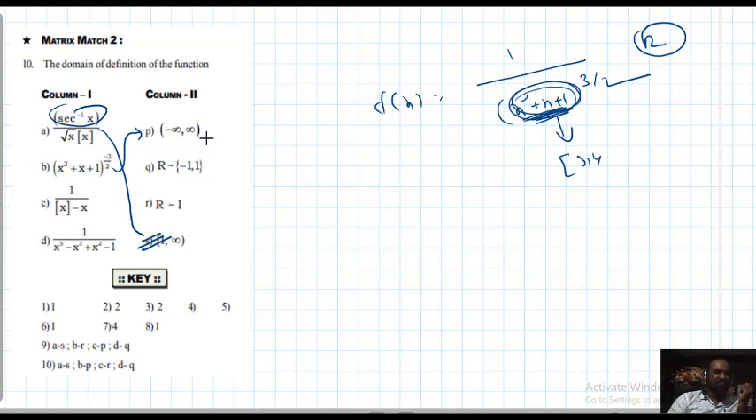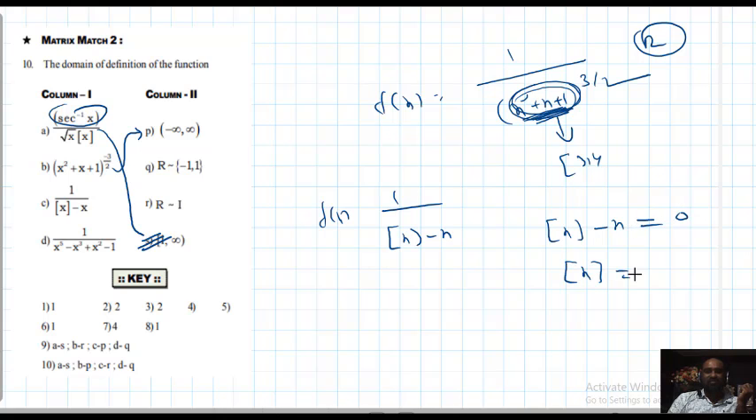Okay, next is C. Student, 1 by (step x minus x). This is f of x. If step x minus x equals 0, then the function is not defined. When step x equals x, then the function is not defined. When x is an integer, step x equals x only, no? That's why x should not be an integer. X should not be an integer means from all real numbers you need to remove integers. That is the domain of this function. So C should pair with R.